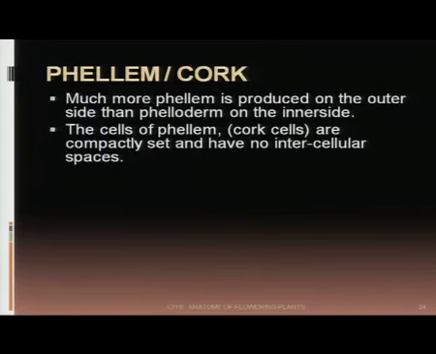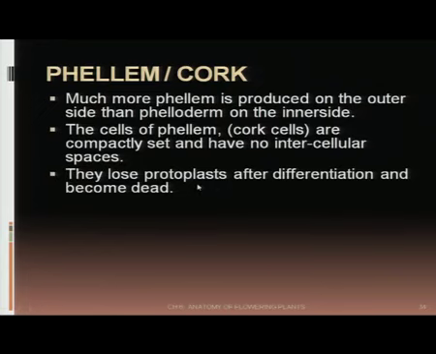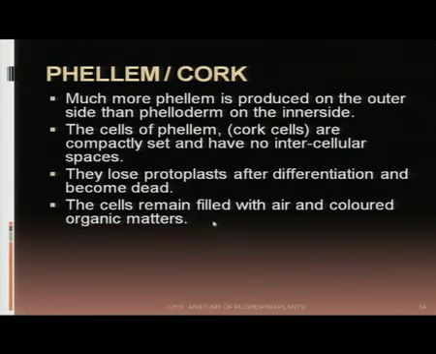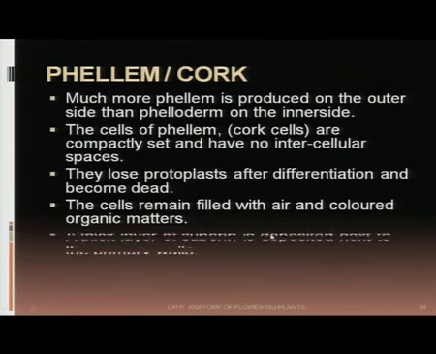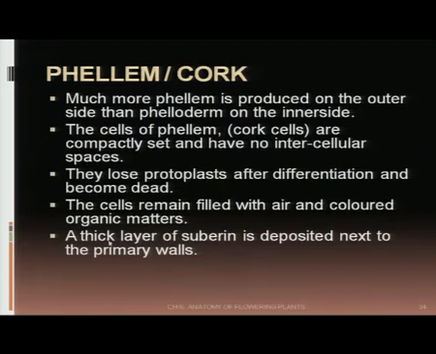The cells of the phellem, that is the cork cells, are compactly arranged and they have no intercellular spaces. They lose protoplast after differentiation and become dead. Their cells remain filled with air and colored organic matters. Also, a thick layer of suberin is deposited next to the primary walls. So, what are cork cells basically like? They are colored, they are suberized, they are thick walled and they are dead. They will not allow any movement of air or water through them.